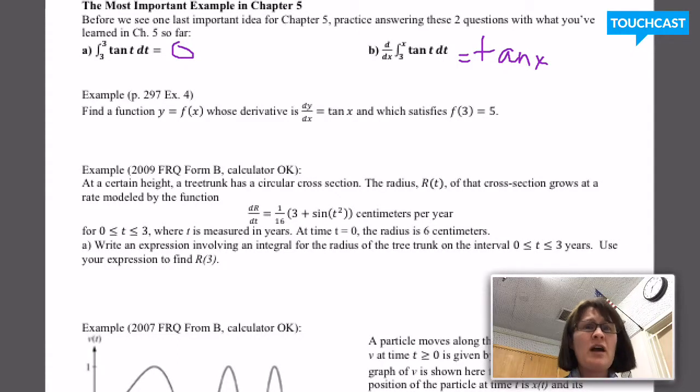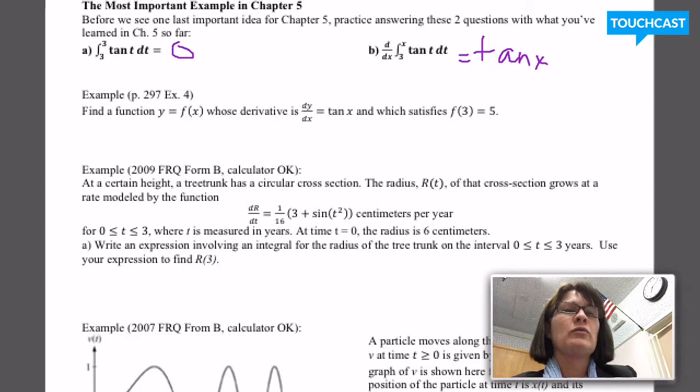It's not cheating. This is right from your textbook, page 297, example 4. Can you write a function, call it f of x, its derivative has to be tangent x, and it has to be true that when you plug in 3 for x, you get 5 as the answer. So, it's not cheating. I promise it's not cheating. This is what we're going to do.